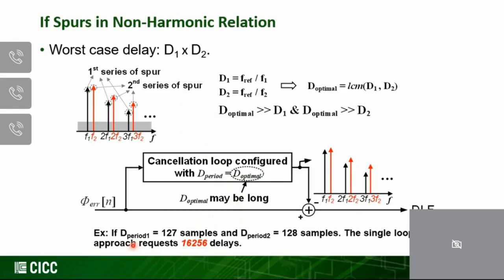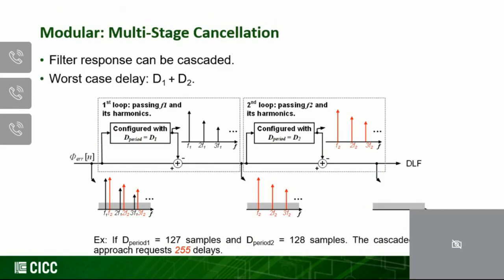Okay, so in this case, as I show in this example, if the first noise pattern is repeating at 127 samples, and the second series of harmonic spurs are repeating at 128 samples, then we could use a delay of 16,256 delays to implement this feedforward cancellation. So it will work. It's just that this is way too many delays, and that can kill the implementation of this feedforward cancellation. Okay, so how can we solve that issue?